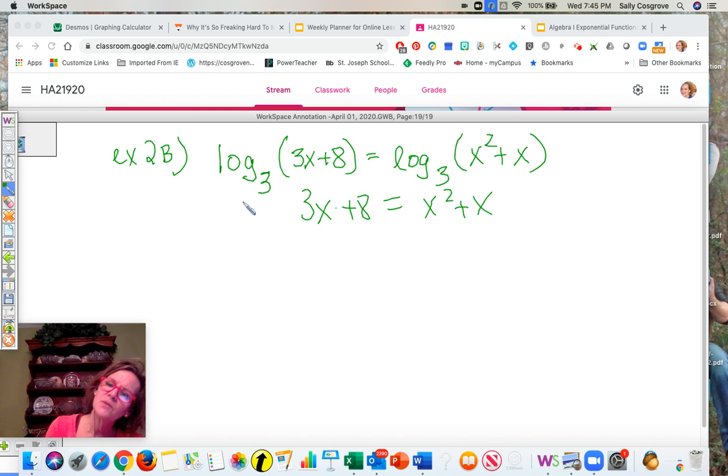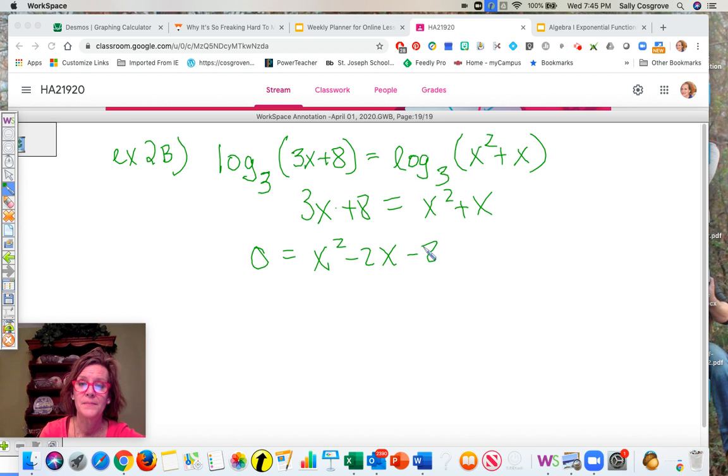Okay. So again, you can move the 3x plus 8 over here. You can move the x squared and x over here. Just remember, of course, when they move, the signs change. I usually like to keep the x squared positive. That's just me. So I'm going to subtract 3x from both sides, and I'm going to subtract 8 from both sides. And when I do, we get x squared, 1x minus 3x is negative 2x, and then I subtract 8. And there we are.